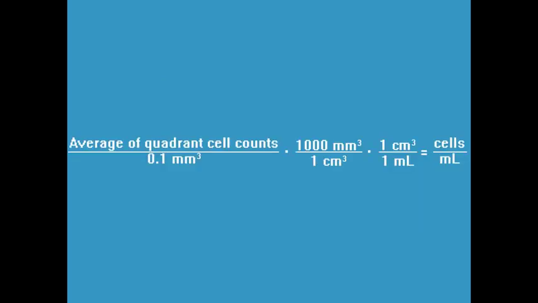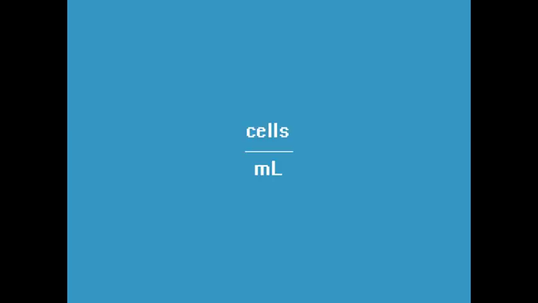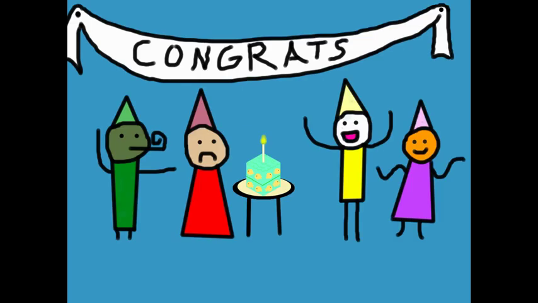So now we have average of quadrant cell counts over 0.1 millimeter cubed, times 1,000 millimeter cubed over 1 centimeter cubed, times 1 centimeter cubed over 1 milliliter, equals cells per milliliter. Now you have your cell density. Yay!